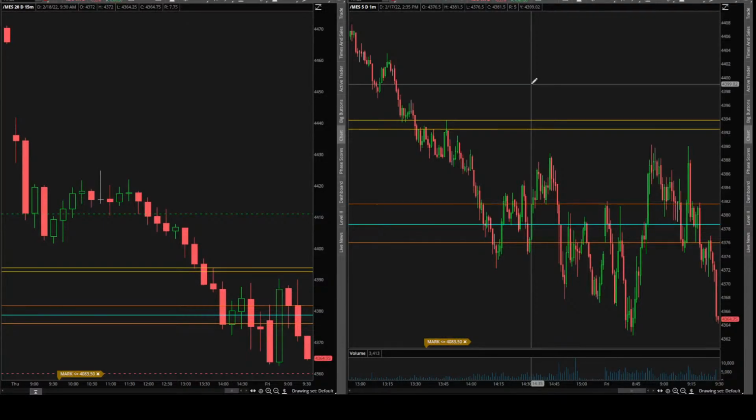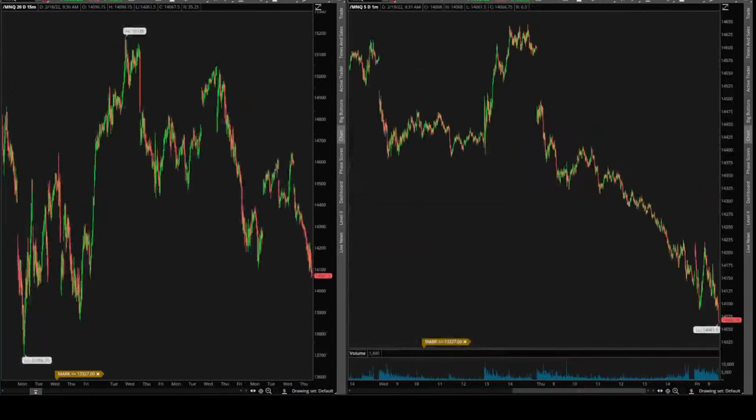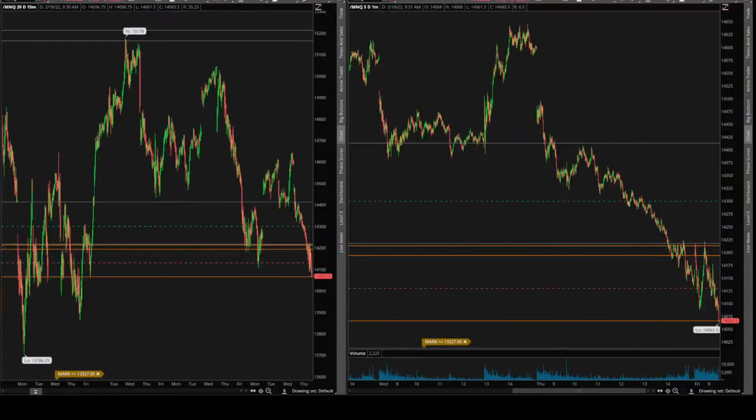NASDAQ new lows of the day. ES getting close to overnight low. Let me pull up NASDAQ real quick. Ooh, NASDAQ looking pretty ugly. Looking pretty ugly.